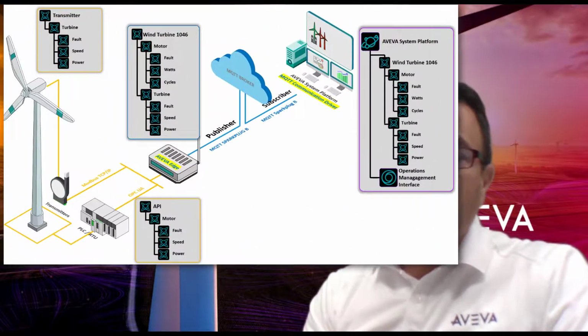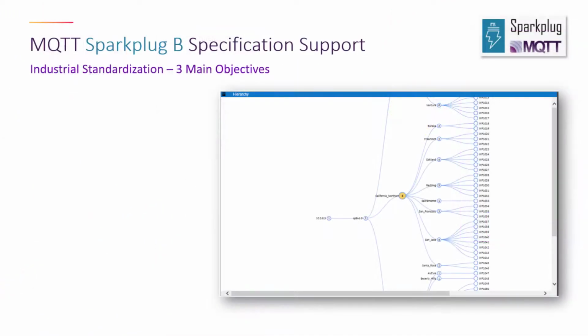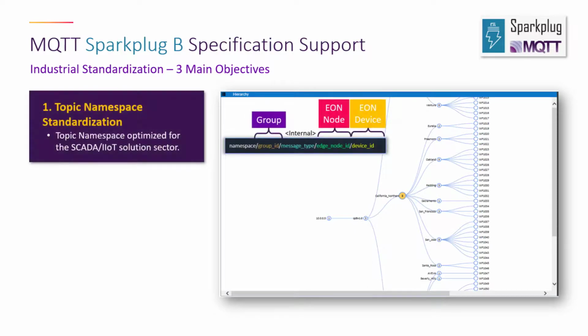So let's describe the three main goals of the industrial specification for MQTT, the Sparkplug specification brought up by the Eclipse Foundation. Goal number one is the namespace standardization. In traditional MQTT, the data is sent in JSON format. JSON stands for JavaScript Object Notation, and is nothing more than a name-value pair, and it can be very simple or it can be complex.